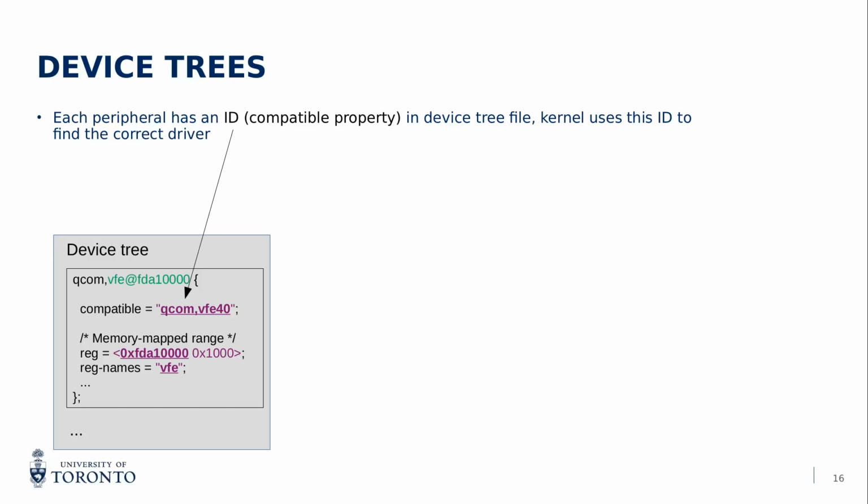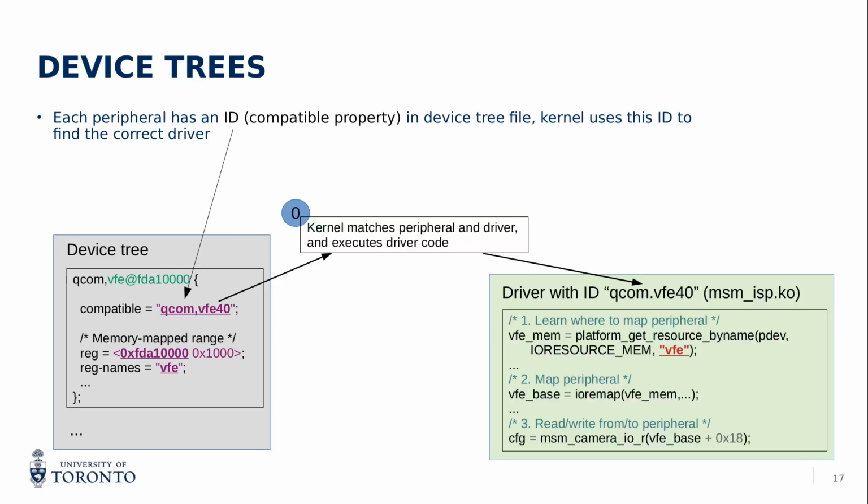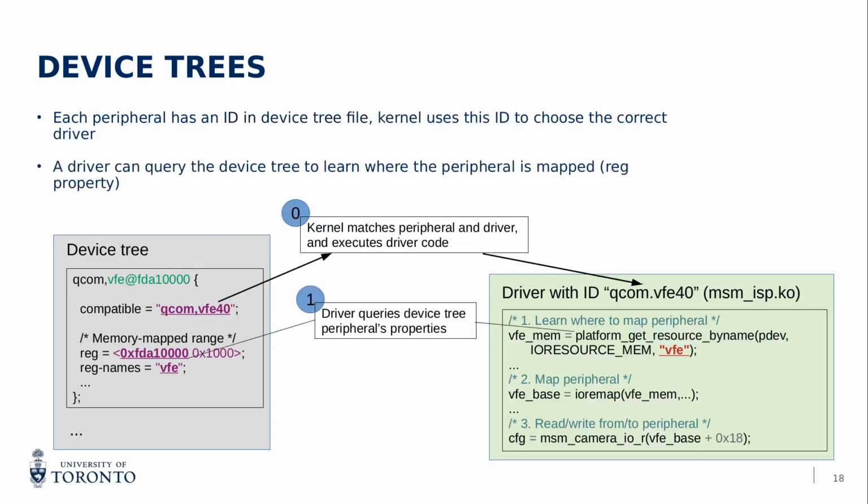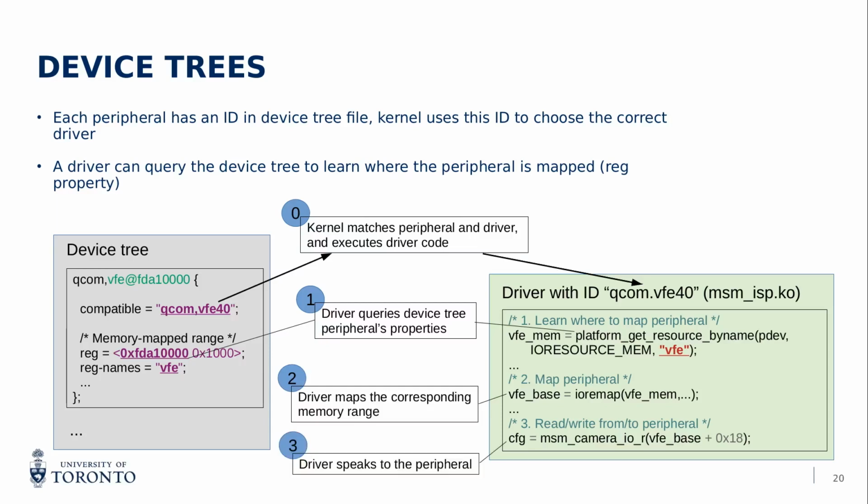In a device tree file, each peripheral is described as a set of properties. One of them is the device ID. At step 0 in the slide, the kernel uses this ID to find the correct driver and start executing it. When the driver executes, it can read device tree properties, for example, to find out where to find the peripheral. In the example, at step 1, it queries the device tree about the physical memory location where the peripheral can be found. It then creates a virtual memory mapping for this address at step 2. And finally, the driver can speak to the peripheral using this mapping at step 3.